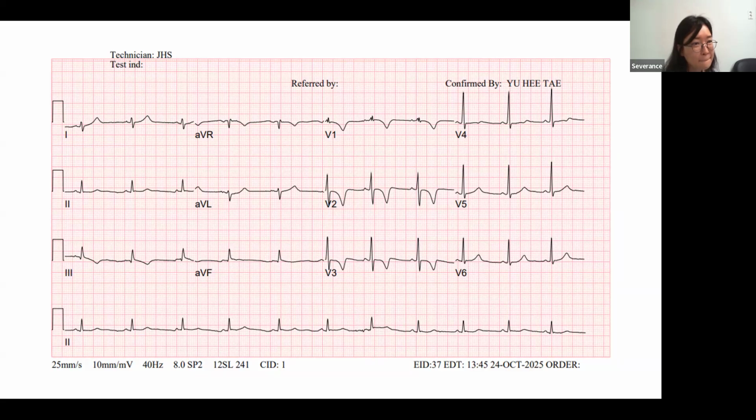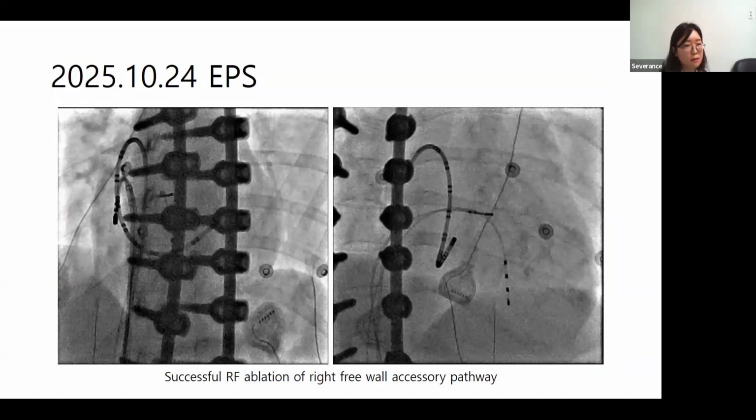So can you add more about the procedure? The pathway was on the right side, about 9 o'clock on the tricuspid valve. After the first ablation, the delta wave disappeared in 2 seconds. So it was a successful ablation. And the professor did more ablation on the A side and B side, and finished the procedure.